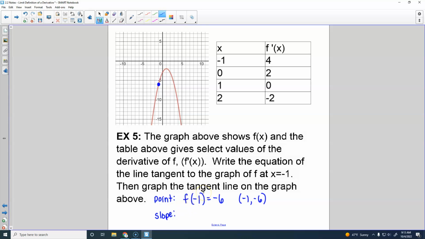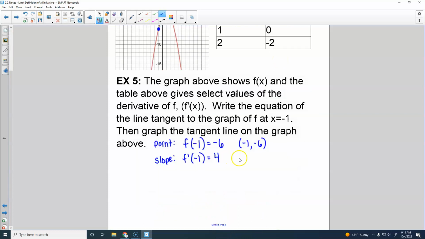And for our slope, we need to look at the derivative, right? So they gave us a table with the derivative. We want to find f prime of -1. Right, the derivative at that point. What is it? It is 4. Right, because we're just reading it off of this table. Whenever x is -1, f prime is 4. So 4, that is my slope.